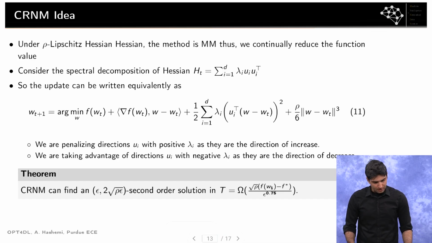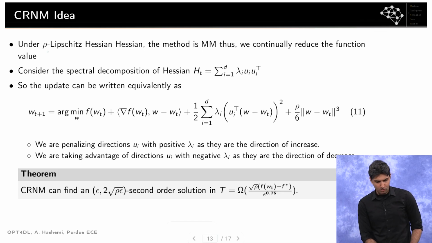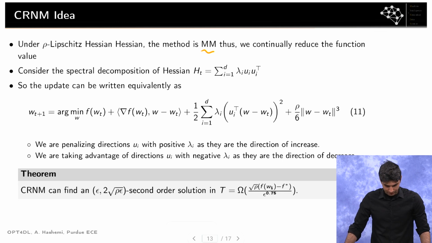First of all, because we are imposing that the Hessian is rho Lipschitz, the method becomes an instance of majorization minimization. So it is going to be a descent algorithm. We are continuously reducing the function value. So we are satisfying the descent property, something that we may not necessarily satisfy if we use the Newton algorithm. Okay, so that's basically one benefit.